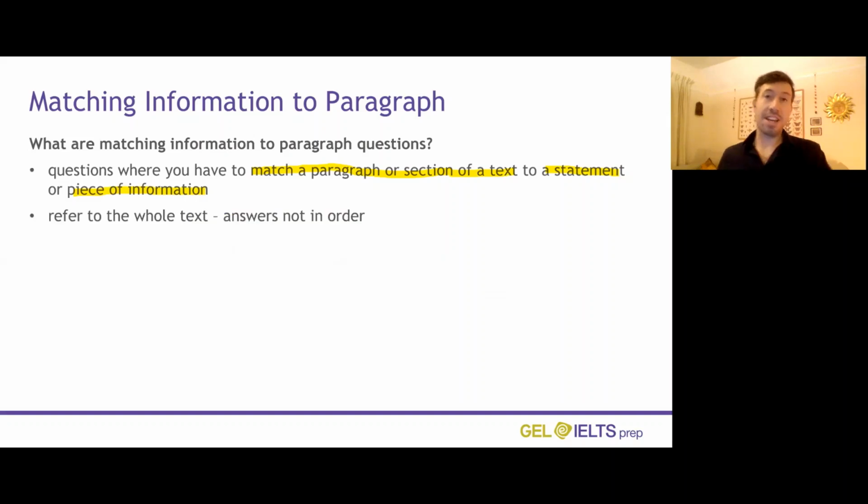Now, unlike the multiple choice questions, which just focus on a small part of the text, these focus on the whole text. Because it's talking about paragraphs, you sometimes have to look at paragraph A and then paragraph C and paragraph E. So you're jumping around all over the text. And the answers are not in order usually. So the answer to statement 1 might be paragraph E, whereas the answer to statement 2 might be paragraph B. So you might have to first read E, then go to B, then go to F, then go to A. So you often have to jump around with these types of questions.